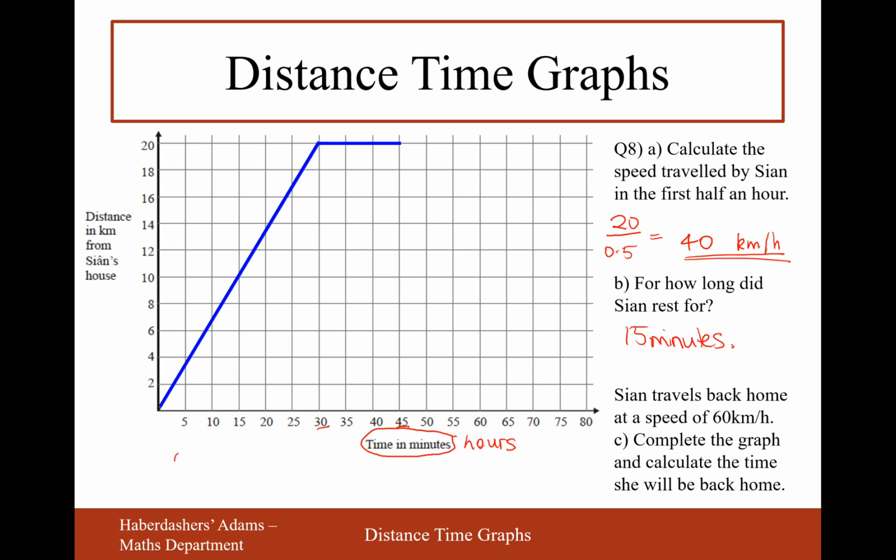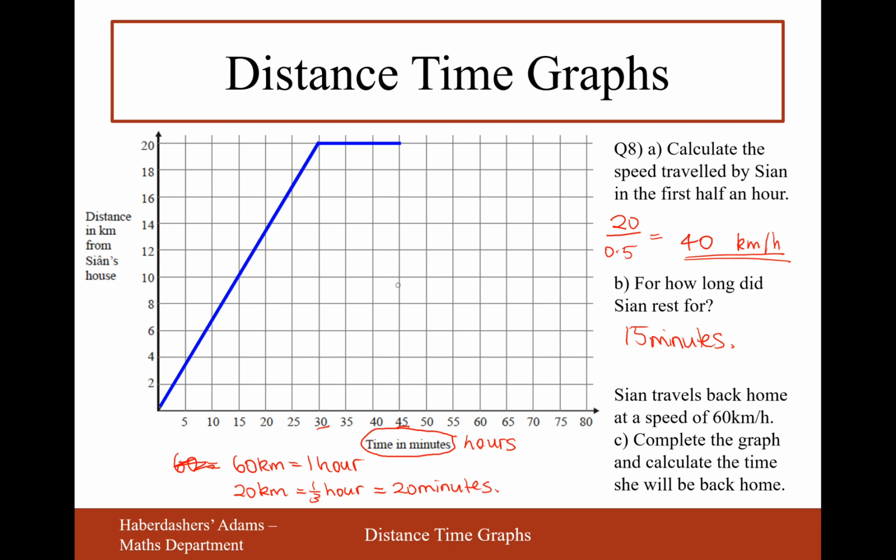Well, let's just do some converting here. If we've got 60 kilometers equals 1 hour, that's the current speed she's going at. 60 kilometers is 1 hour, and she's only got 20 kilometers to home, then she's only going to need 1/3 of an hour. Now, how long is 1/3 of an hour? Well, there are 60 minutes in an hour. 1/3 of 60 is 20 minutes. So Sean's only going to need 20 minutes to get back home.